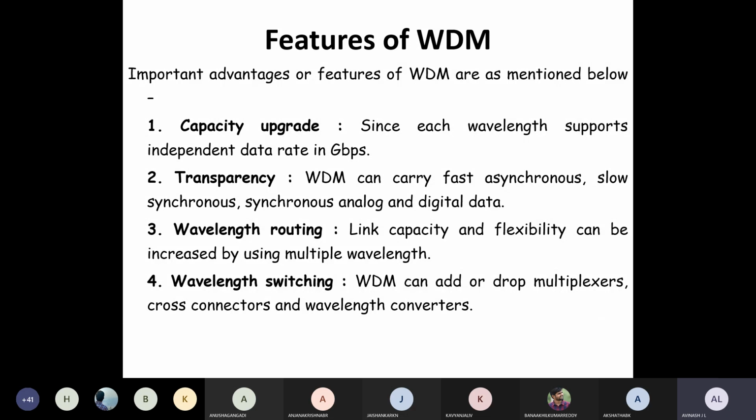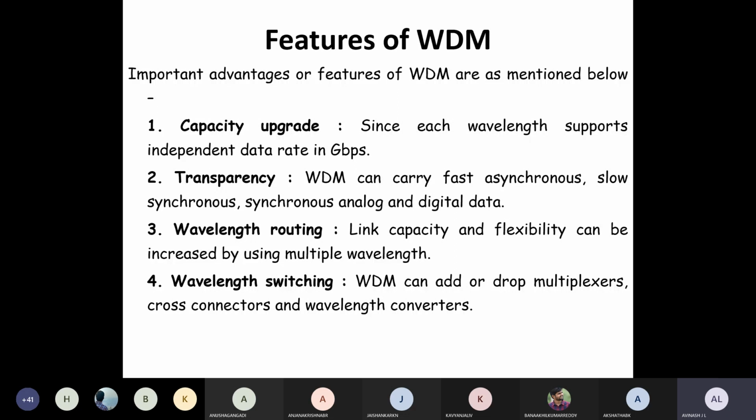Since each wavelength supports an independent data rate in Gbps, gigabits per second, when different wavelength signals come into the picture, the device has to support each wavelength. So capacity upgrade is one of the features. This feature is available in the WDM scheme; when you compare with other schemes, WDM has this particular option. That's the first thing.